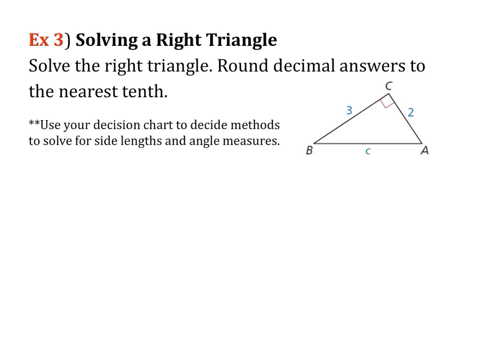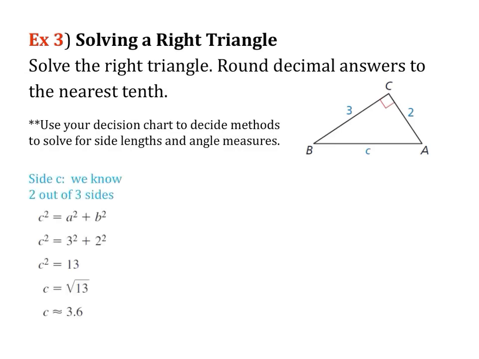Quick reminder, use your decision chart to help you decide what methods to use in order to solve for the side lengths and angle measures. Let's start with side C. Looks like for side C, we know 2 out of the 3 sides. Well, that means we're going to use Pythagorean theorem. So my first step is to write out my formula for Pythagorean theorem, substitute the parts that I know. So I know my 2 legs, so 3 and 2 go in for A and B.